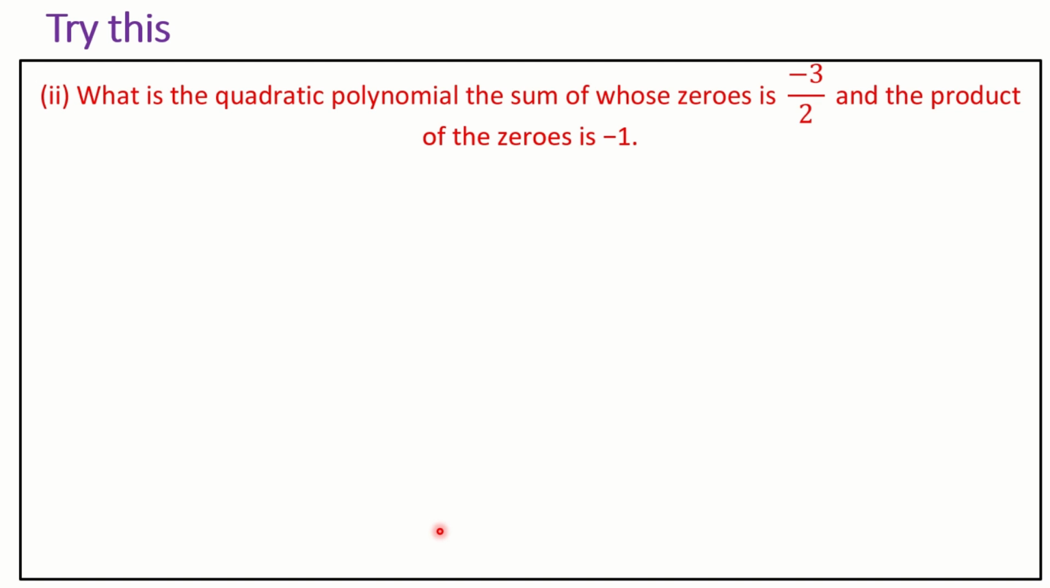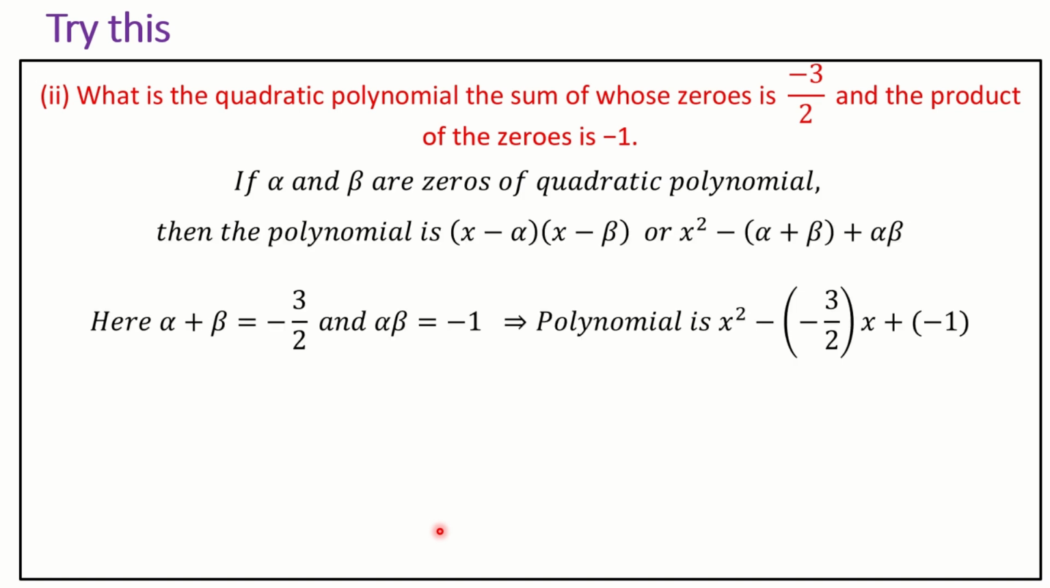Here again sum of zeros is given and product of zeros is given. So we know that the sum of zeros we will replace with the x coefficient, and the product of zeros is minus 1, so minus 1 you replace here. So x square minus 3 by 2 x plus minus 1. So the polynomial is this one. If you don't want to keep fractions in the coefficients, you just multiply the polynomial with the denominator.